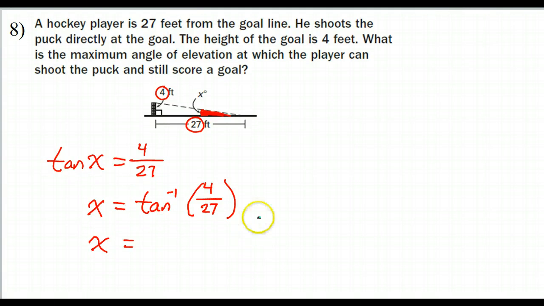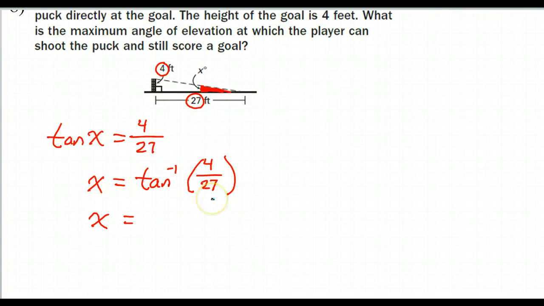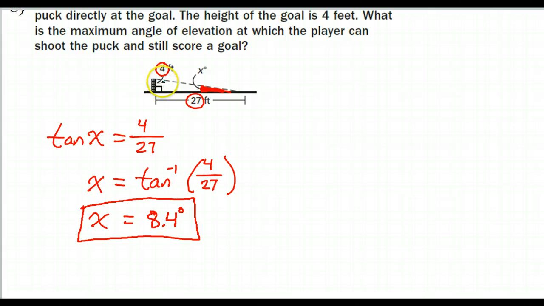Of course, this you just put in your calculator. So that is 8.4 degrees. So that will be the maximum angle of elevation that you could score a goal. Anything above that, you're going to go over 4 feet. Okay, I think that's it for this lesson.